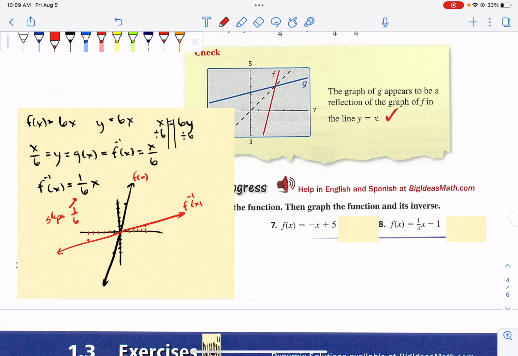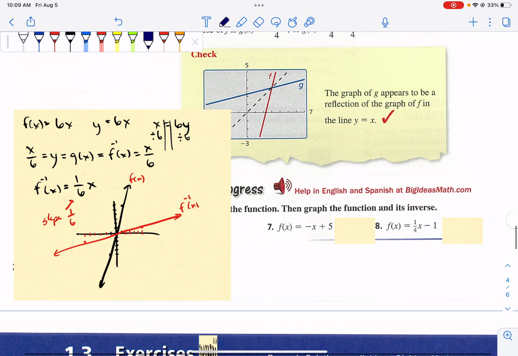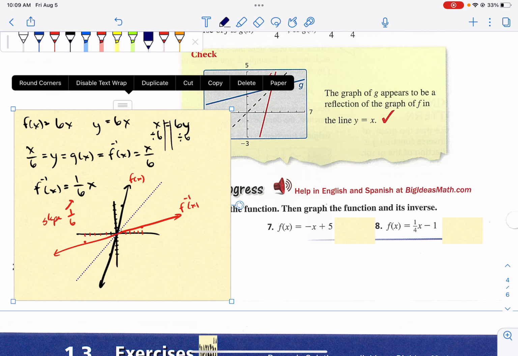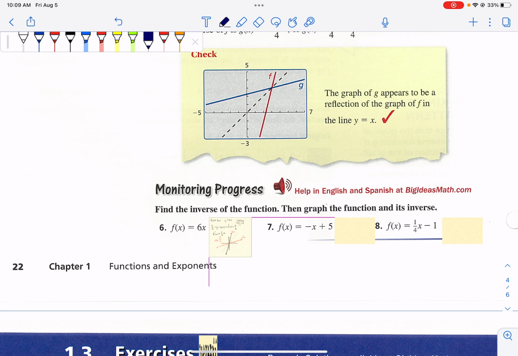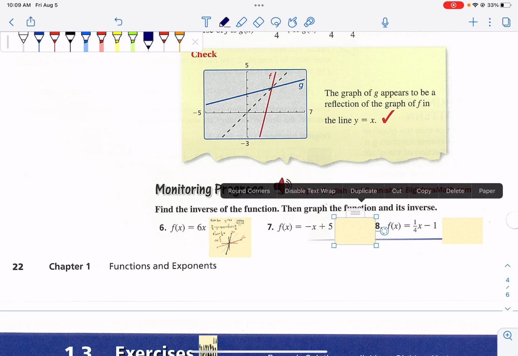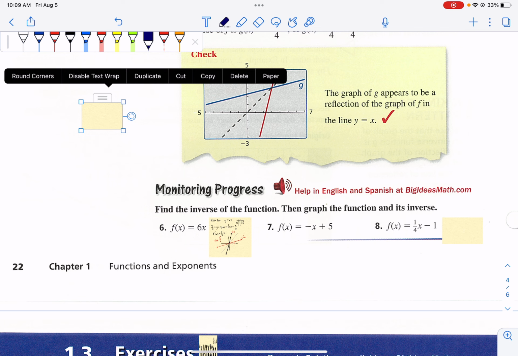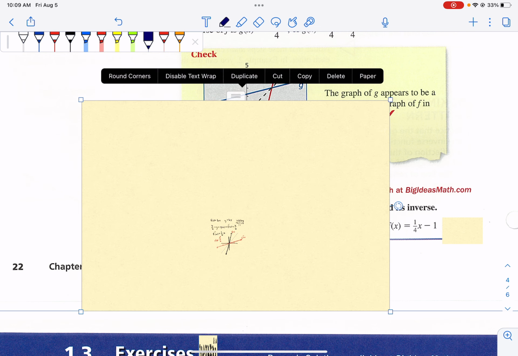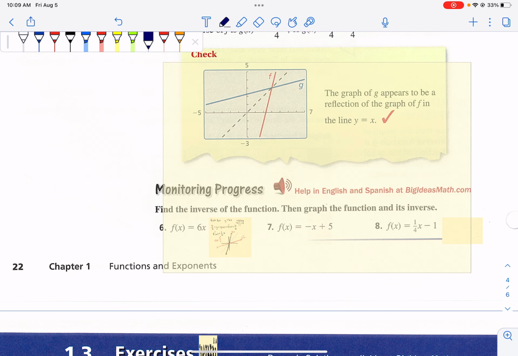Up there in the notes that we skipped, it talks about this line y equals x right here, and your inverse functions are a reflection over that line. And that's hard to do without just graphing it. So we're just going to graph it because it's a lot easier to do it that way. Okay, why don't you try number 7 by yourself? See if you can handle number 7, and then come back when you think you have the answer.